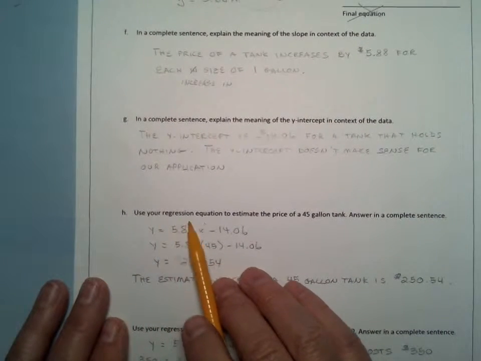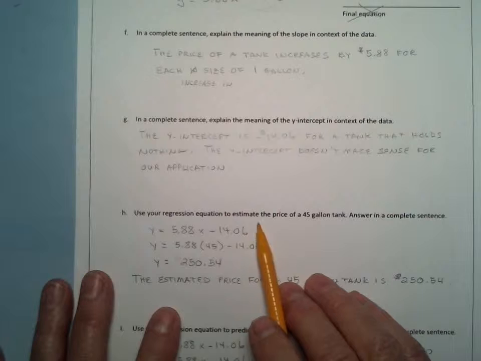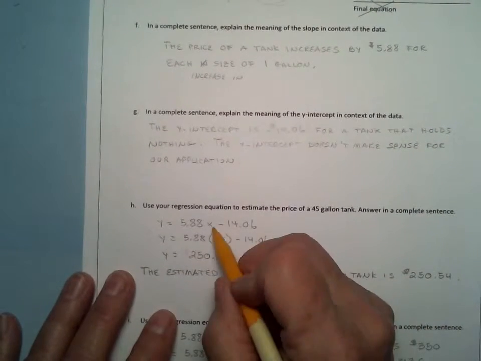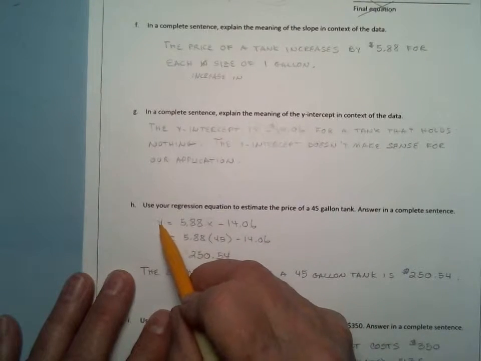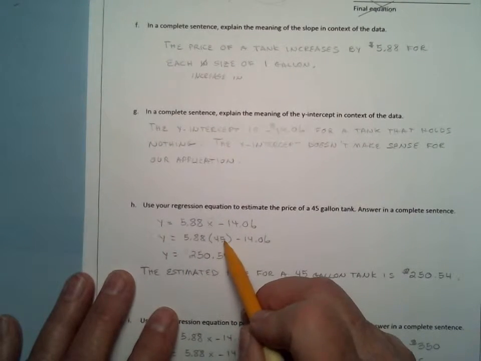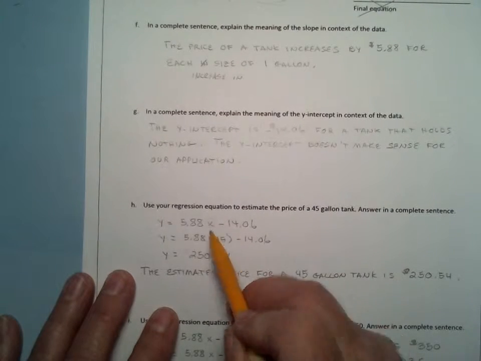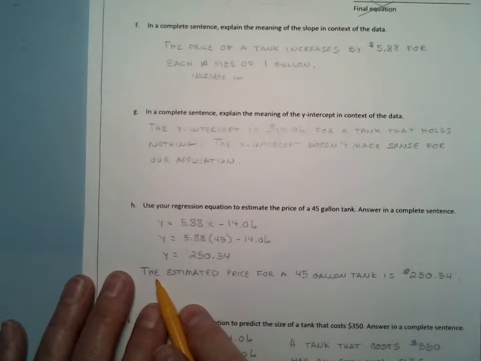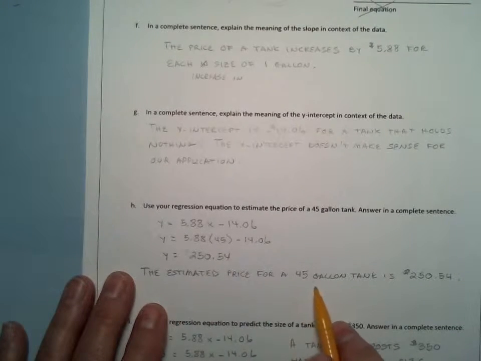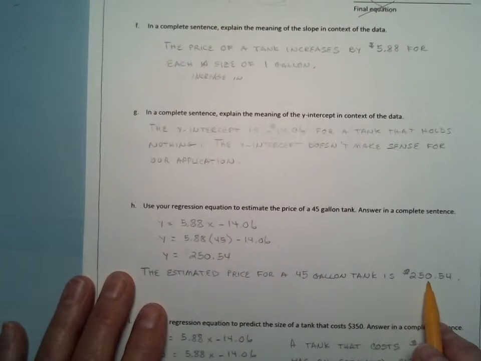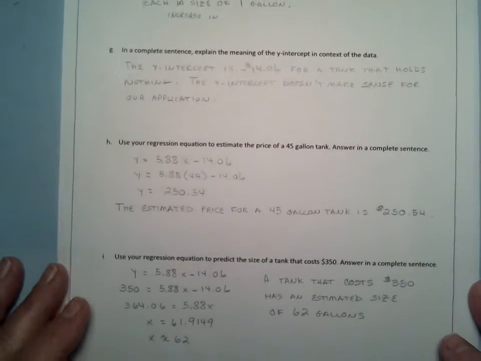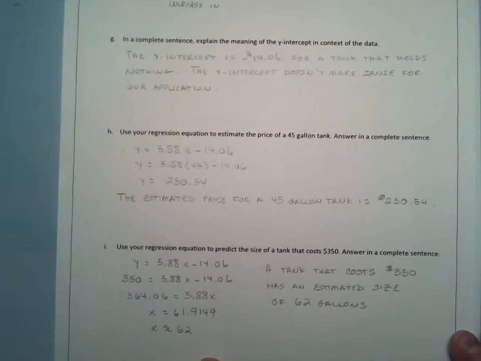On H, it says use your regression equation, again, the one out of the calculator, to estimate the price of a 45-gallon tank and answer in a complete sentence. Well, remember, X stands for the tank, Y stands for the price. So all I really have to do is take 45 and plug it in for my X and solve for Y. And I ended up with 250.54. So I'm saying that the estimated price for a 45-gallon tank is $250.54. Now, I could have probably dropped off that 54 and just said the estimated price is 250, and that would have been just as nice, maybe nicer.